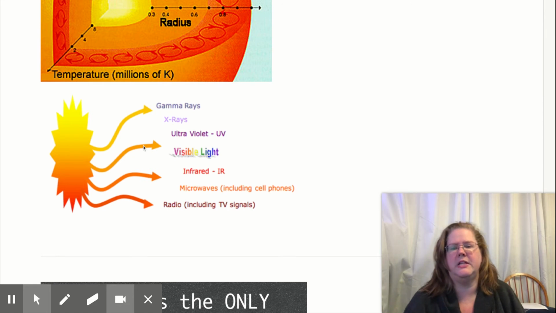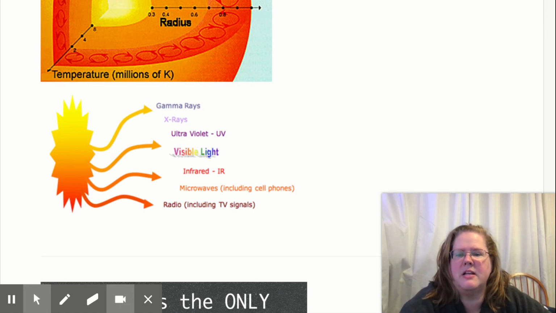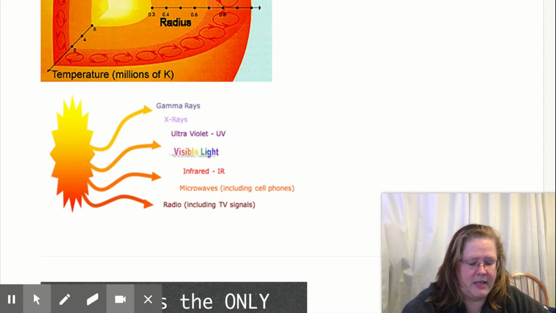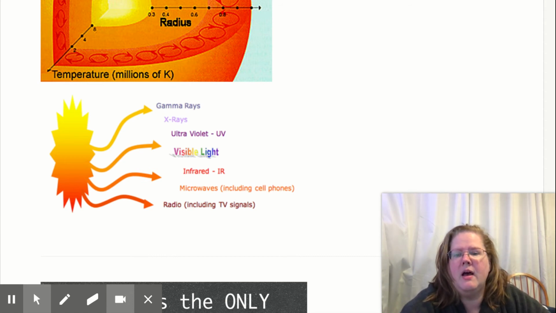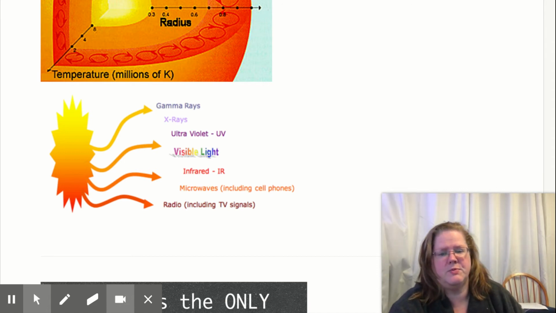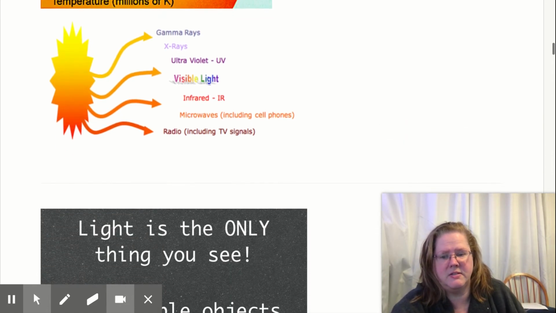So what does the sun release? Well, it releases gamma rays, X-rays, ultraviolet, that is UV rays, the ones we want to block from getting us a nice little sunburn. Visible light, which is just a small part of the spectrum, the electromagnetic spectrum. Infrared, microwaves, those include what we use for our cell phones, and radio waves, which also include TV signals.